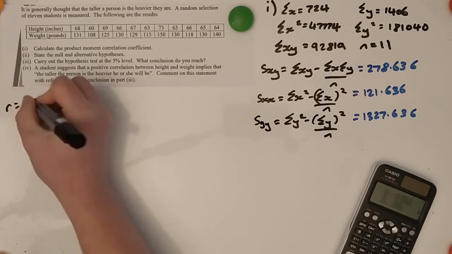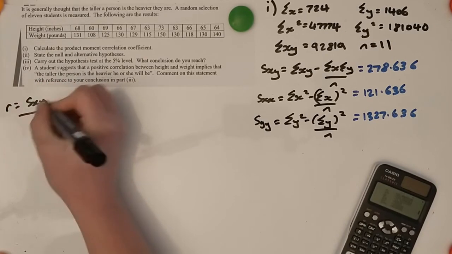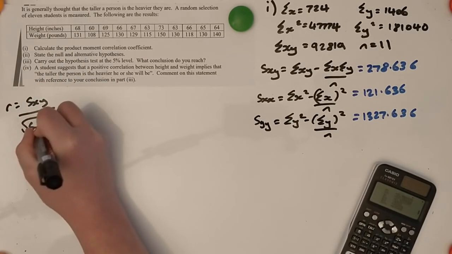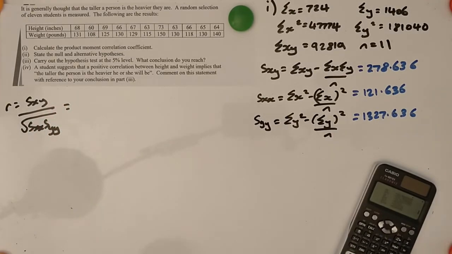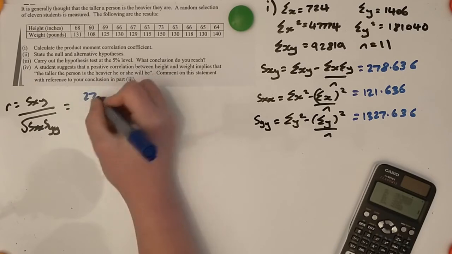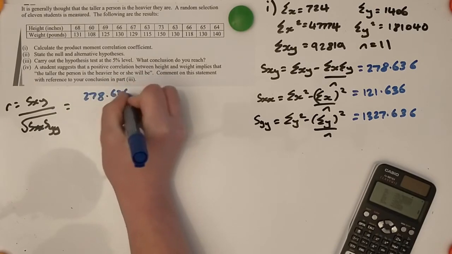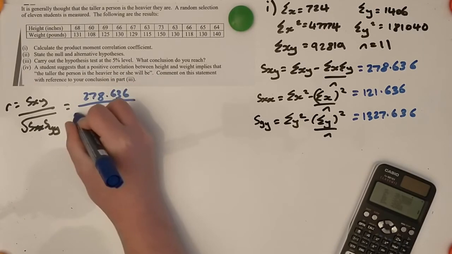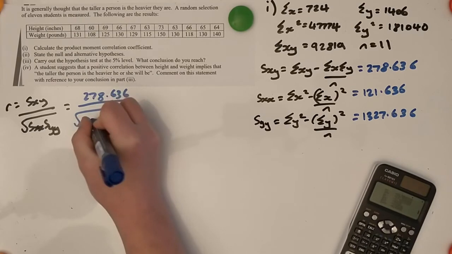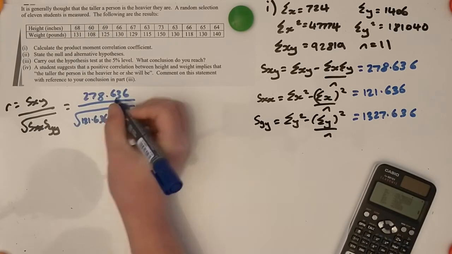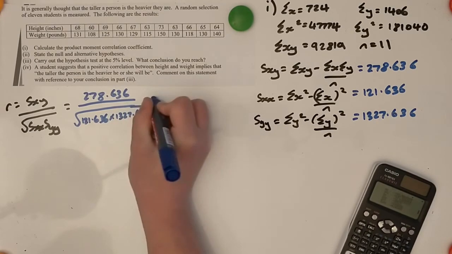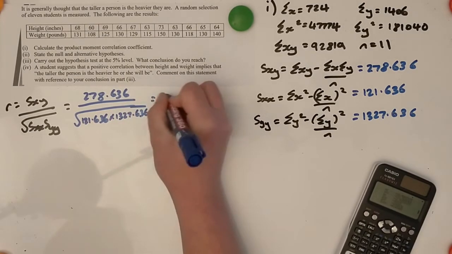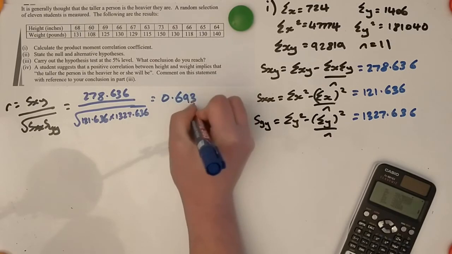So r is Sxy over the square root of Sxx times Syy. So I've got 278.636 over the square root of 121.636 times 1327.636. Put that into my calculator and I get 0.693 to 3SF.